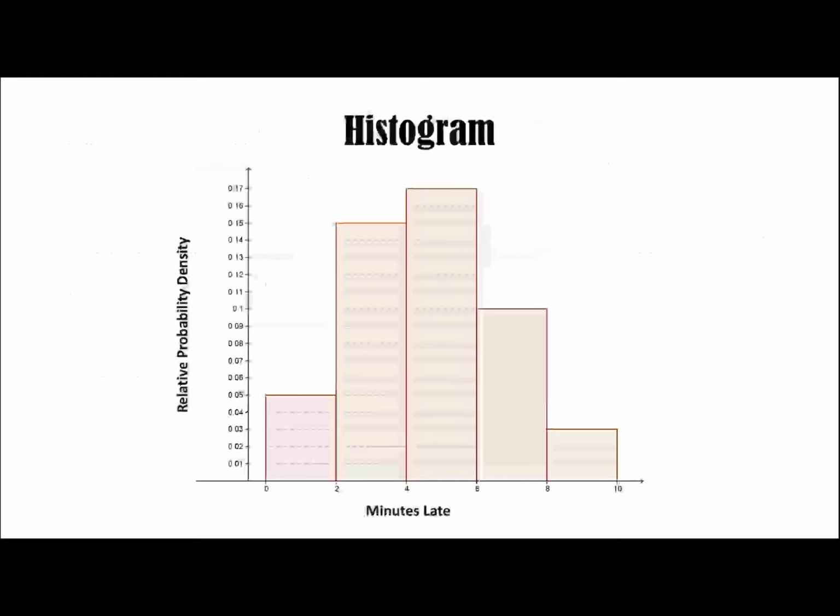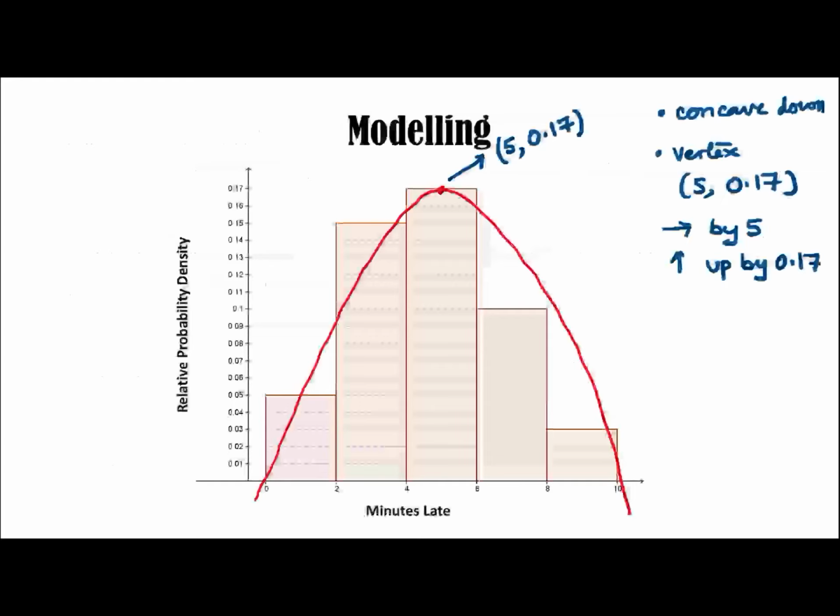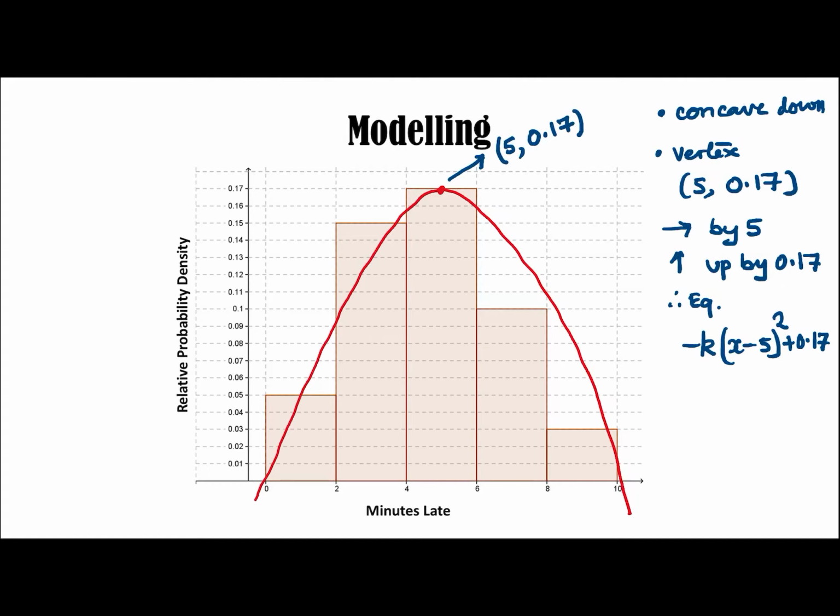No. But he can model this histogram into a smooth curve by drawing around histogram columns, which is a concave down parabola with vertex (5, 0.17). So it's concave down, we know the vertex, and we know it shifts to the right by 5, up by 0.17. So we can write down the equation of this parabola, which is minus k times (x minus 5) squared plus 0.17.